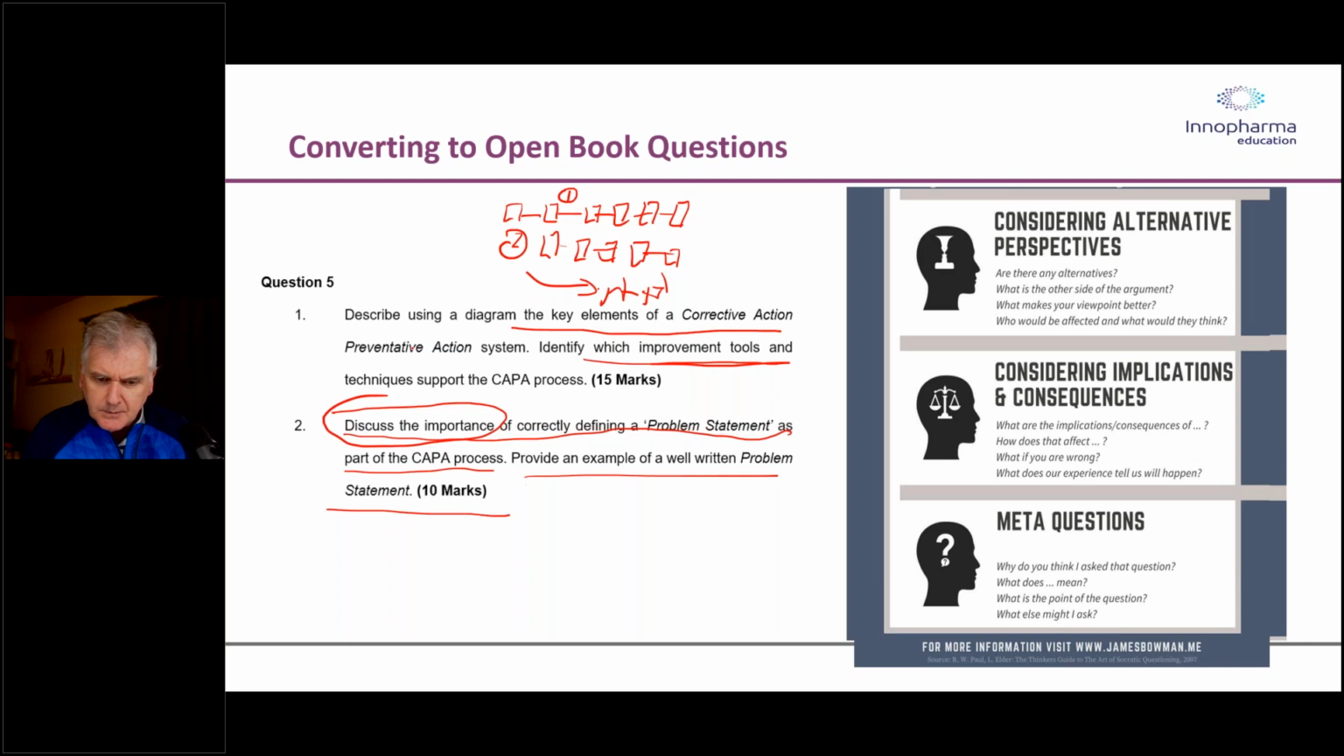Katrina asks, is any example for the problem statement and CAPA other than pharma okay? Yeah, absolutely. Like I said before, unless I specifically ask for something in pharma or medical device or life science, any example is fine. Any example is fine.